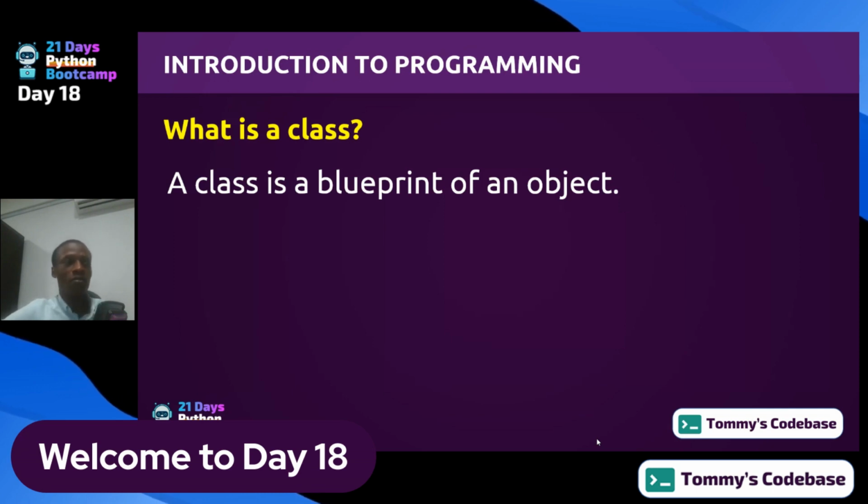Which object? Any object. So any object at all, you can create a class for it, so a blueprint for it. So an object like a person, a car, anything you can think of, as long as you can write it in code, you can create a blueprint for that particular object. Okay, so let us go into Python and see how all of these things come in.